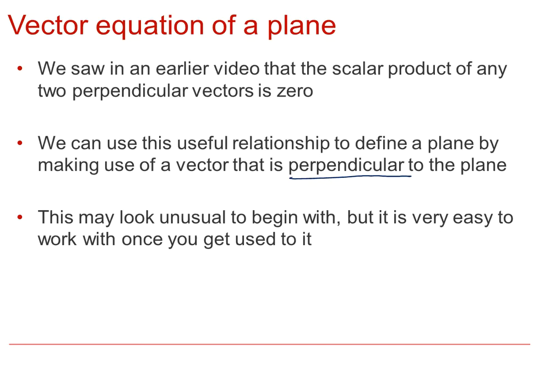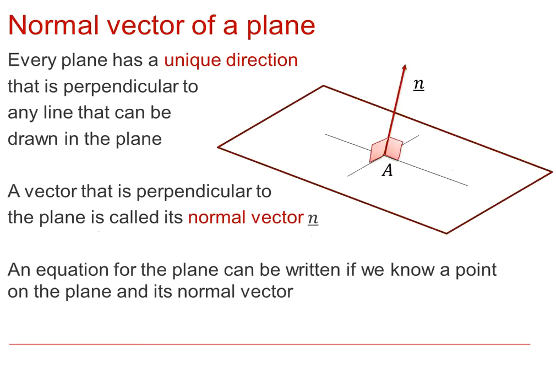This may look unusual to begin with, but it is very easy to work with once you get used to it. So every plane has a unique direction that is perpendicular to any line that can be drawn in the plane. And a vector that is perpendicular to the plane is called its normal vector, usually denoted by n. An equation for the plane can then be written if we know a point on the plane and its normal vector.